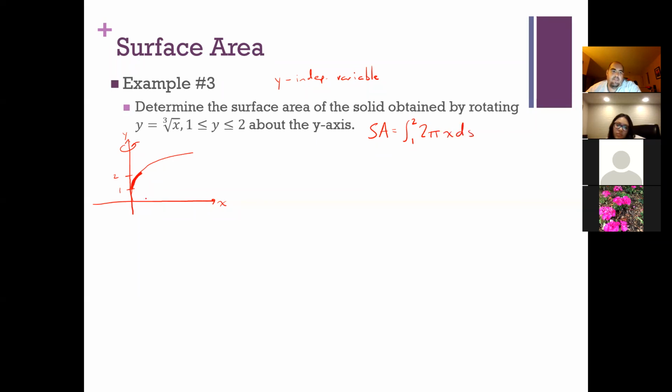So I think we're correct that the radius is going to be x, but we're doing this whole thing in terms of y as the independent variable. So if y equals x to the 1/3, then that means x equals y to the power of 3. So now that we have this function written in terms of y, we can take the derivative and square it. So then you go from 1 to 2.